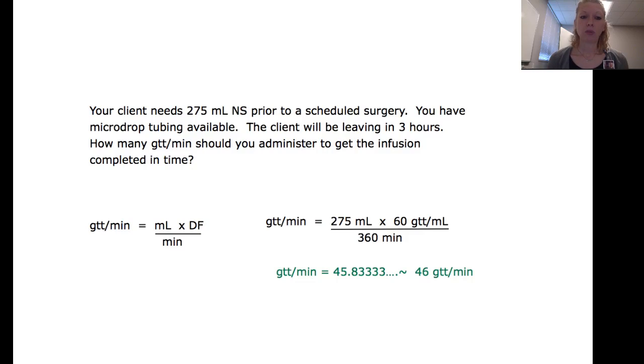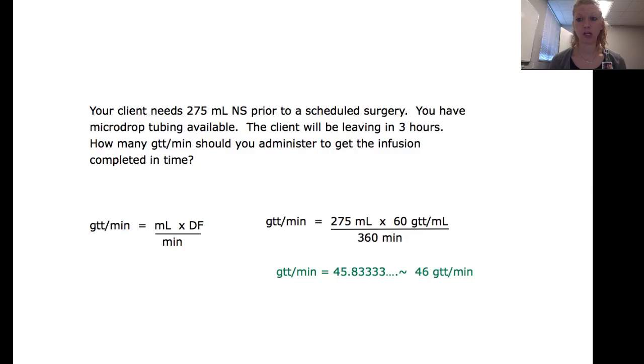And so sometimes your problems will tell you GTT drop, micro GTT. Again, GTT just stands for drop, so that just means small drop. The client will be leaving in 3 hours. How many drops per minute should we administer to get the infusion completed in time?